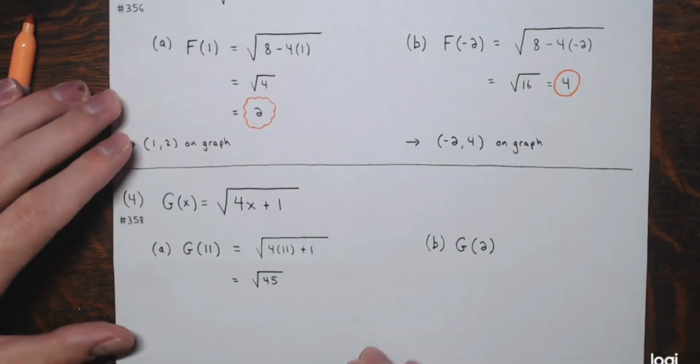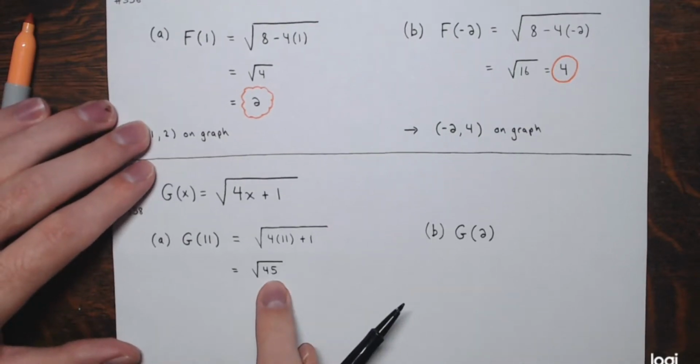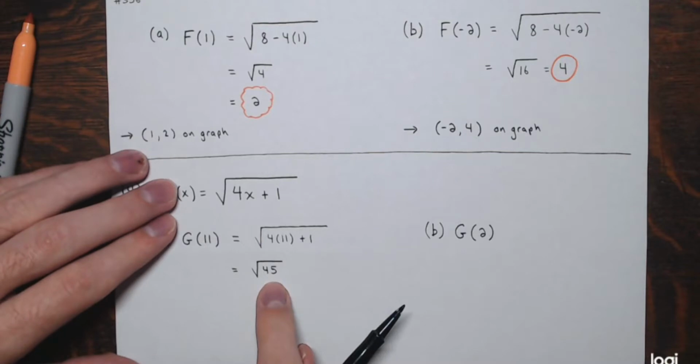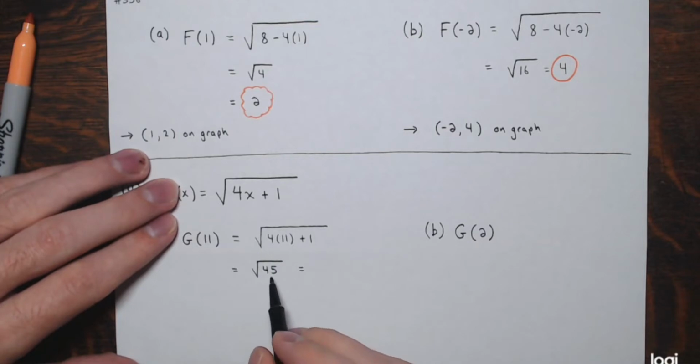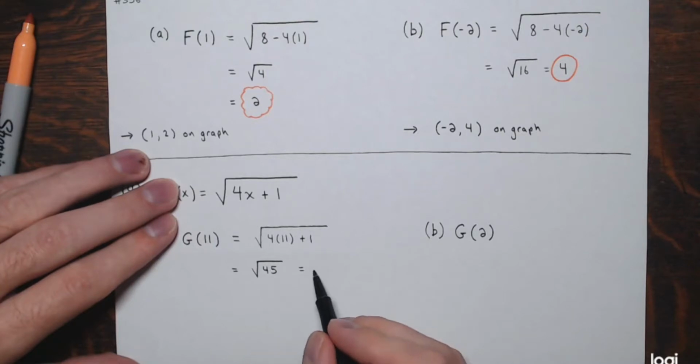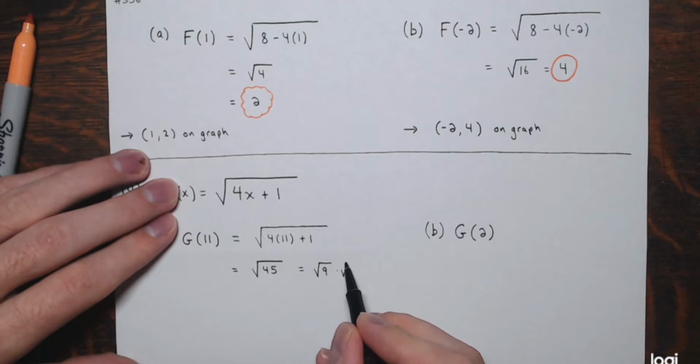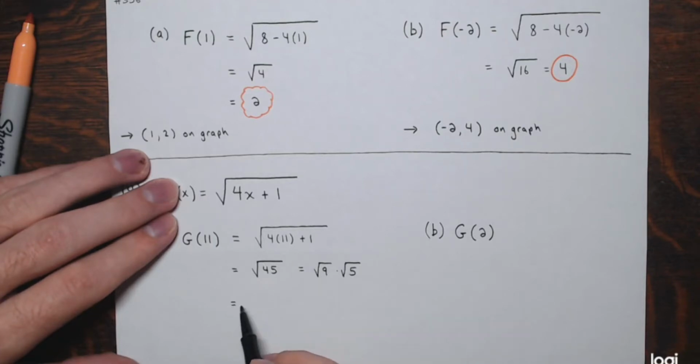Unlike the earlier questions, this is not a perfect square, right? 45 is not a perfect square, but you will be asked to simplify your radicals. Make sure there's no perfect square factor of the radicand. 45 is 9 times 5, right? So I can break this up using the product property as the square root of 9 times the square root of 5, and the square root of 9 is 3. So it's 3 times the square root of 5.